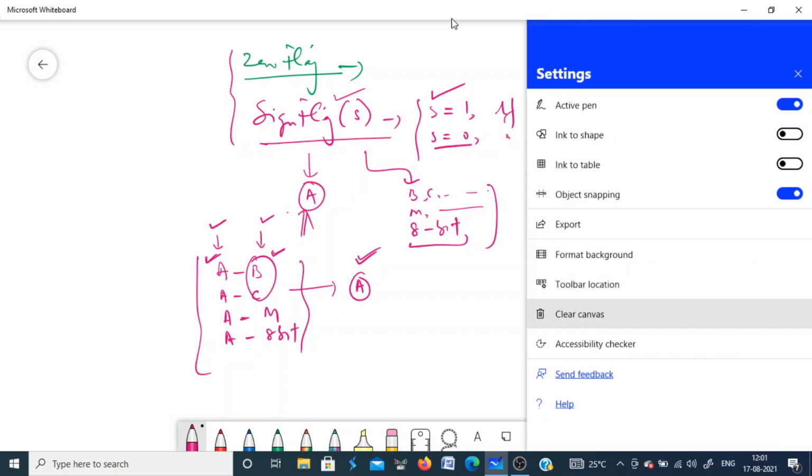And similarly, you have three more flags. One is the carry flag. Now I think this must come to your mind, what is the meaning of this? So whenever a carry is generated from the most significant bit, your carry flag will be set.